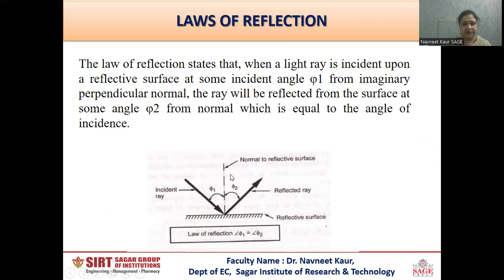And the angle between the normal to the reflective surface and the reflected ray is phi2, which is known as the angle of reflection. According to the laws of reflection, the angle of incidence phi1 should be equal to the angle of reflection phi2. And second, the incident ray, the normal to the reflective surface, and the reflected ray should lie in the same plane.